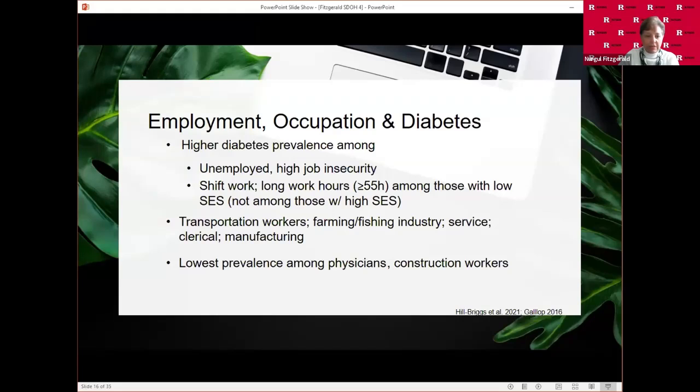Transportation workers were basically number one on the list, with the highest self-reported diabetes. The lowest profession in terms of self-reported diabetes on the list was physicians. And the construction workers were pretty close to it too. So maybe we can discuss why these two are in the same category.